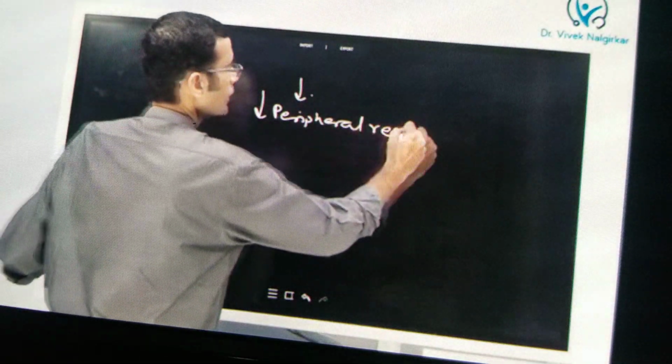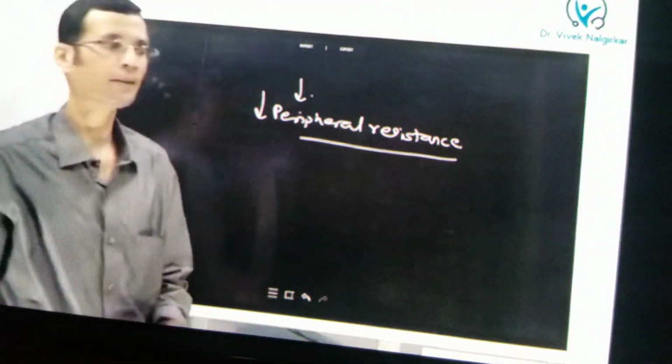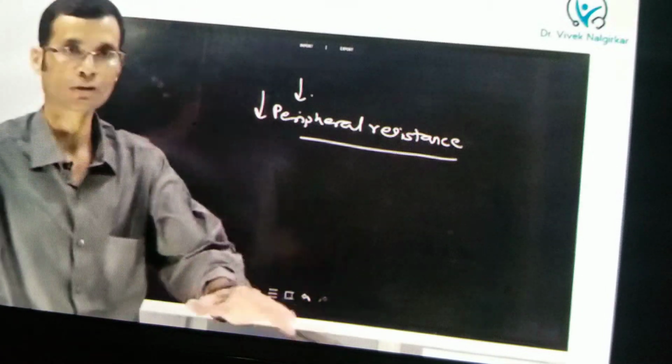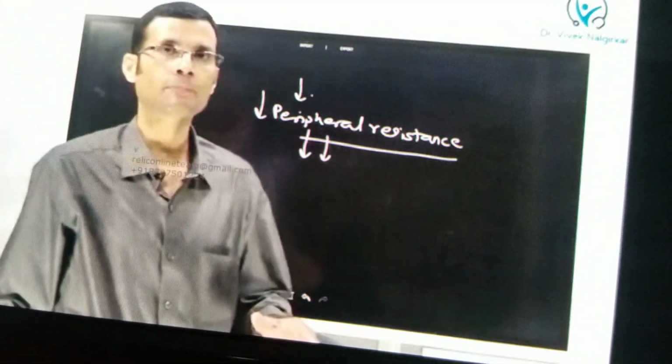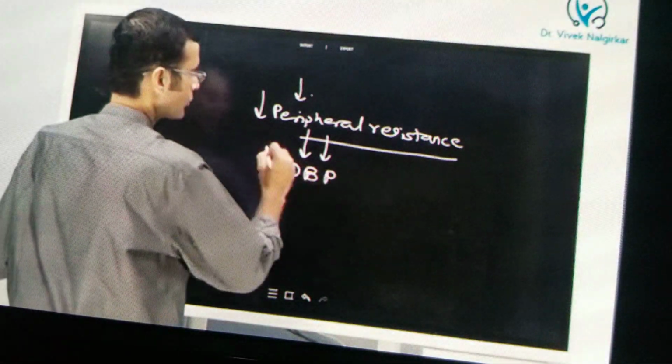Remember, which vascular bed is the greatest contributor to the peripheral resistance? The skeletal muscle blood vessels. They are the greatest contributors to the peripheral resistance. So if those blood vessels are dilated locally because of production of those metabolites, the peripheral resistance will decrease. And if the peripheral resistance decreases, which blood pressure is indicated by peripheral resistance? It is the diastolic blood pressure. So diastolic blood pressure decreases.